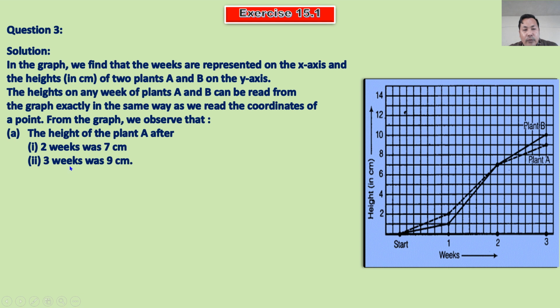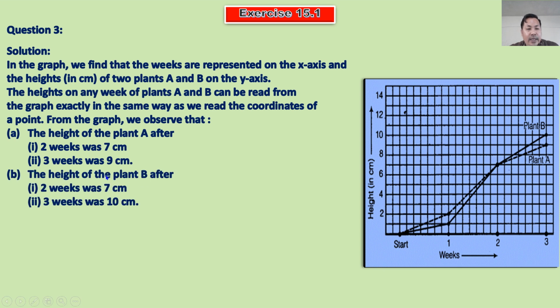Then at the third week, how much is the height of plant A? You see here, the plant A coordinate point is here. So it is the third week. We take 3 for x and for y we take 9. So 9 centimeters was the height reached by plant A after the third week.